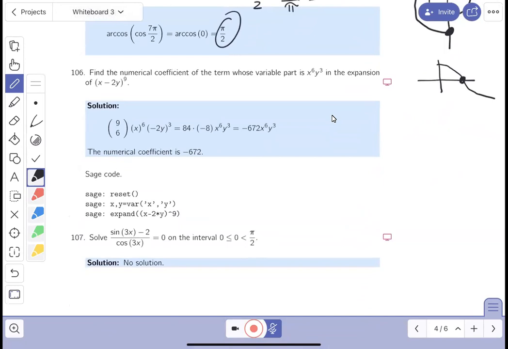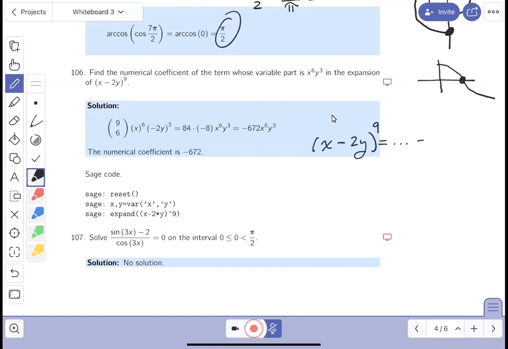And I'll read it to you. It says, find the numerical coefficient of the term whose variable part is in the expansion. And this is the binomial theorem. You may not remember. Who knows? I think it's the last thing we talked about, though, wasn't it? Let's write this over here. So I'm going to write down x minus 2y to the 9th power. And I know there's some term here.